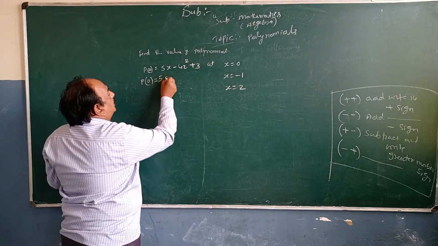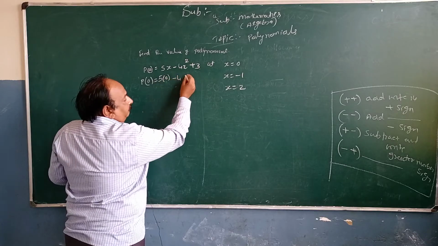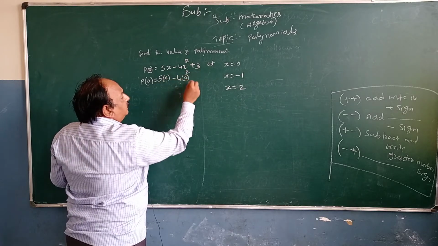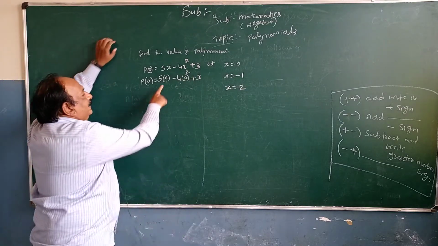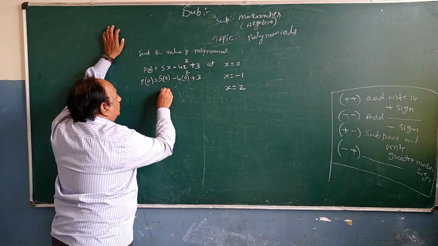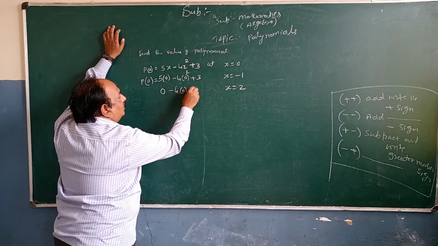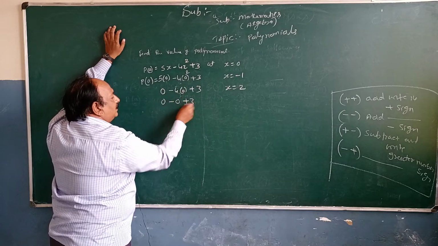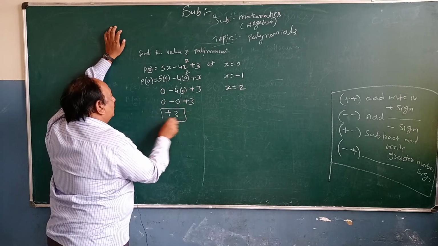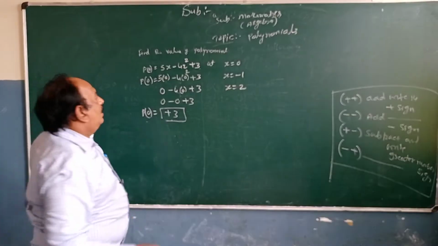5 into 0, in the place of x substitute 0. 4 into 0 square plus 3. I have already told you, any number multiplied by 0, the product is 0. 4 into 0 square is 0, plus 3. The answer is 3. Polynomial of 0 is 3.